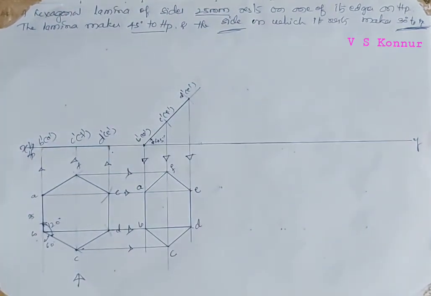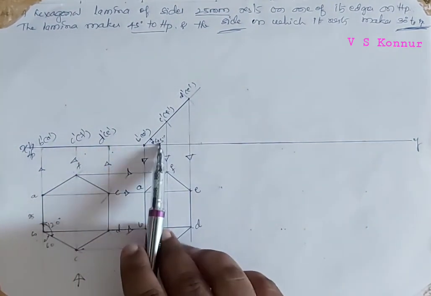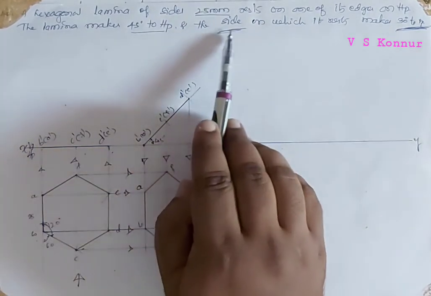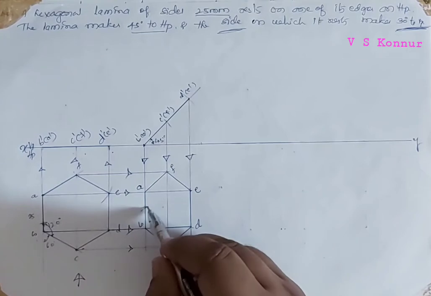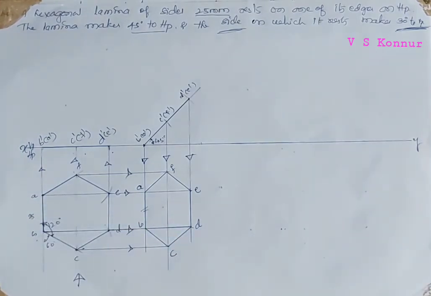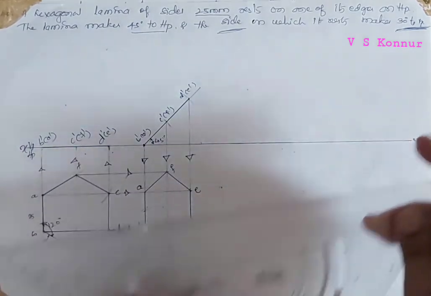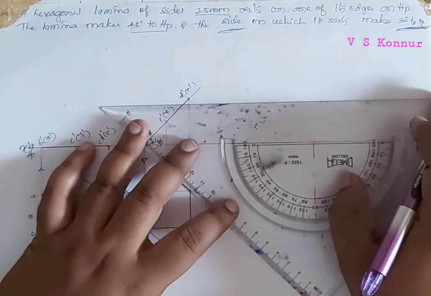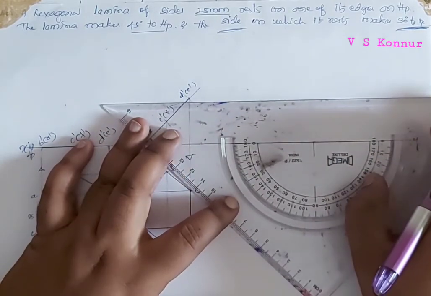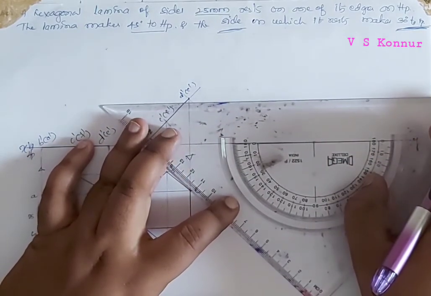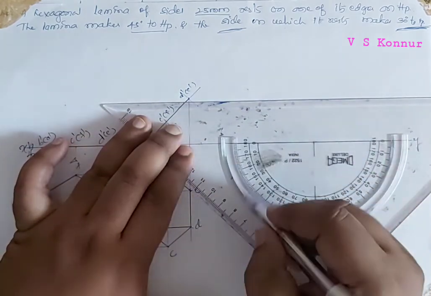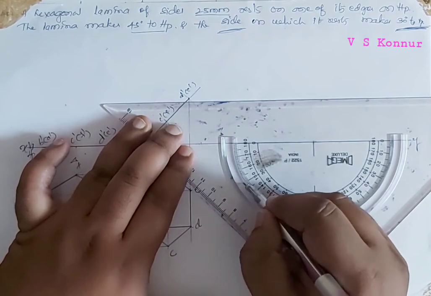Now this is the second position when the lamina is inclined to HP at an angle of 45 degrees. Now third position, what have they given? The side on which it rests is inclined at an angle of 30 degrees to VP. So we will draw a 30 degree line. We will mark here and draw a 30 degree line from that point. So don't make any errors. From that point take 30 degree lines.